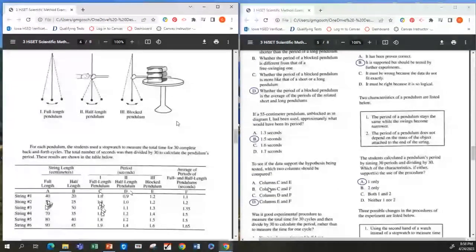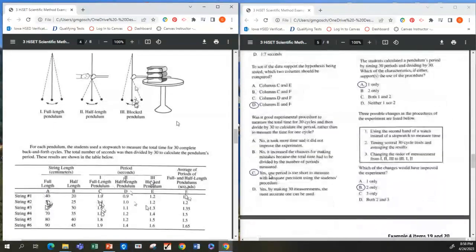To see if the data support the hypothesis being tested, which two columns should be compared? So going back to here, they're very interested in what rule we can apply to this third column, this third scenario here. And they speculated that it was the average of the other two. Well, this last column is that average of C and D, or diagrams 1 and 2. So we'd be comparing E and F.